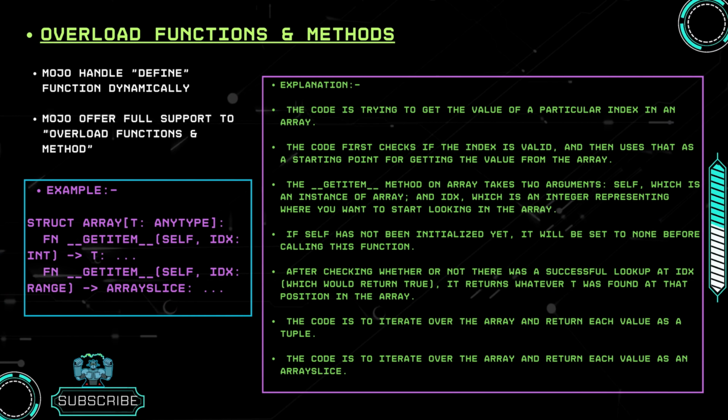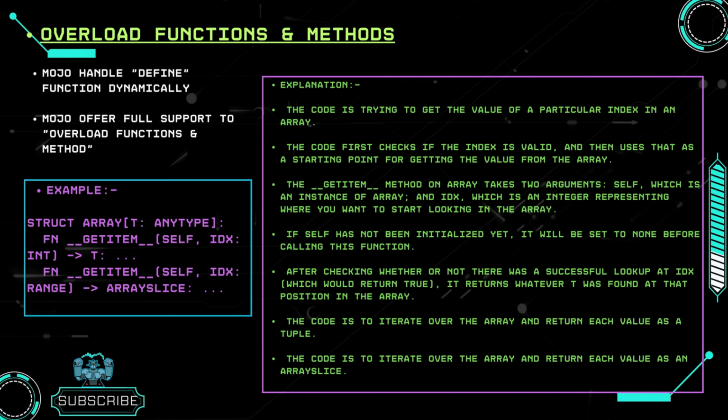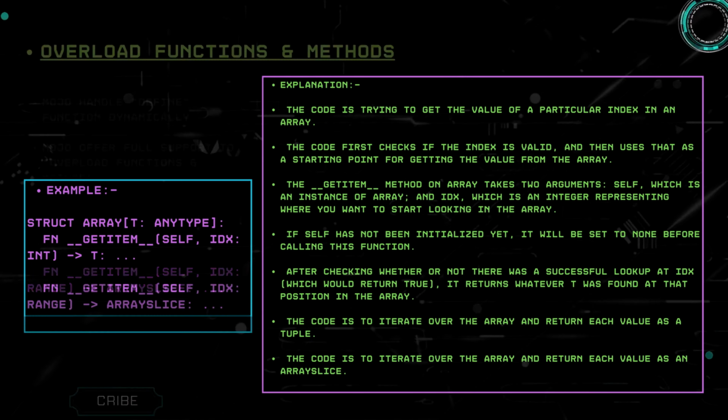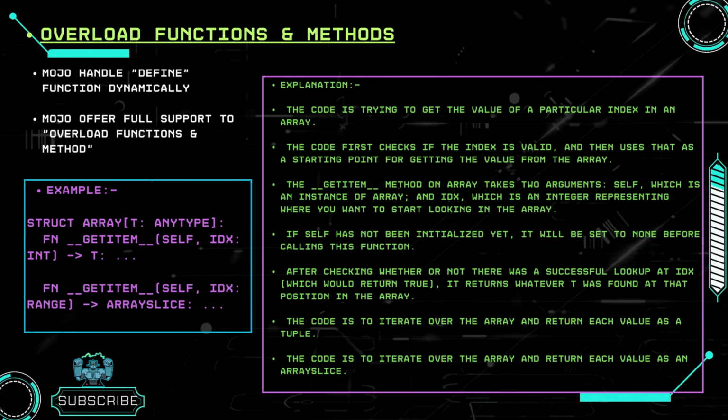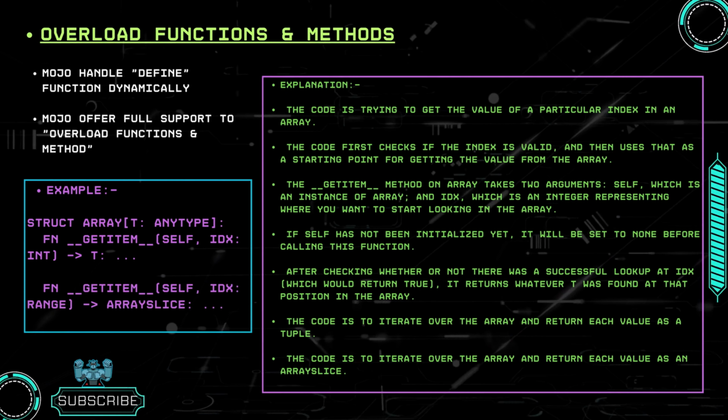The code is to iterate over the array and return each value as a tuple. The code is to iterate over the array and return each value as an array slice.